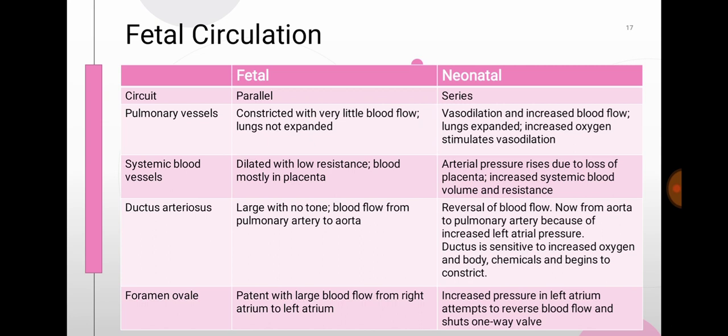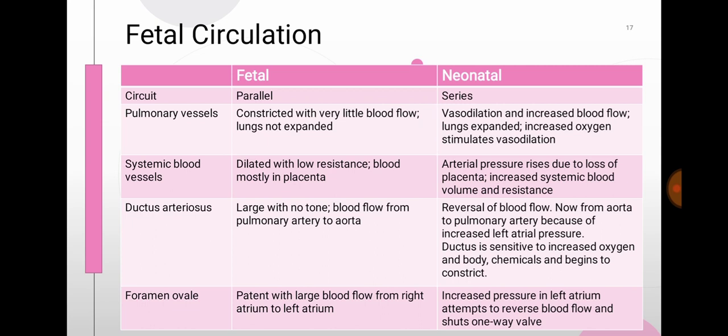So from your inferior and superior vena cava, blood goes to your right atrium, down to your right ventricle, out the pulmonary artery towards the lungs, and via the pulmonary vein to the left atrium, left ventricle, and to the aorta, to the systemic circulation. Does that sound familiar? I hope it does. Okay? So that's the main difference: parallel for fetal and series for neonatal.